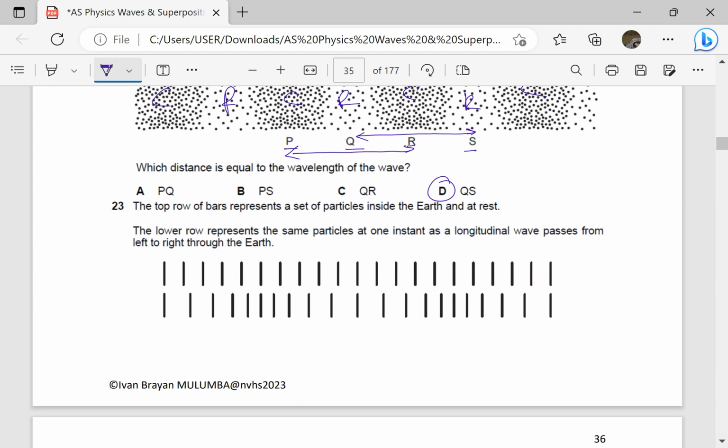The top row of bars represents a set of particles inside the Earth and at rest. The lower row represents the same point particles at one instant as a longitudinal wave passes from left to right through the Earth.